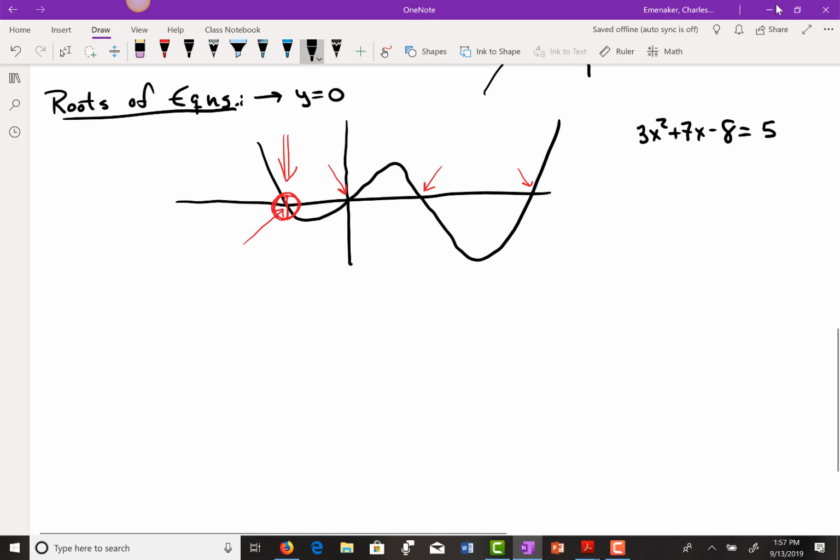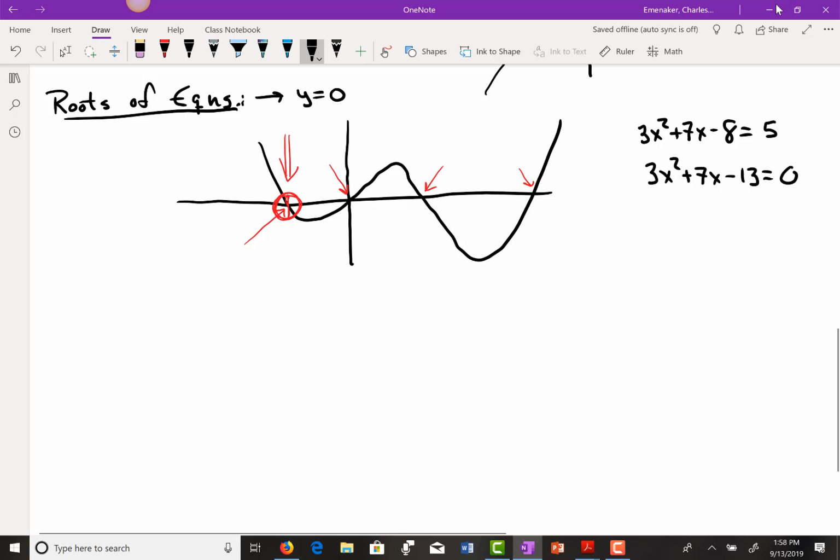Just making something up here. This can be switched around fairly quickly, and you all know how to do this. It can be rewritten as 3x squared plus 7x minus 13 equals 0 using the additive property of equality, can it? Now that it's equal to 0, everybody says, aha, that's easy to solve.